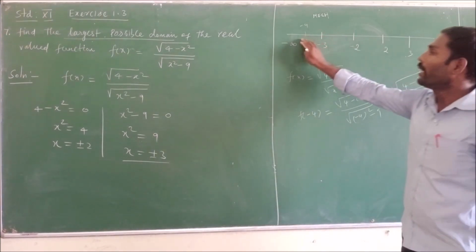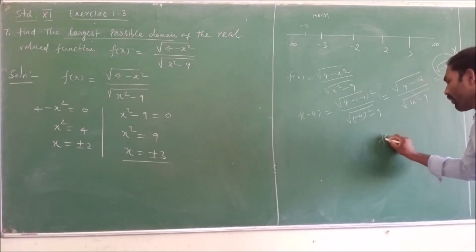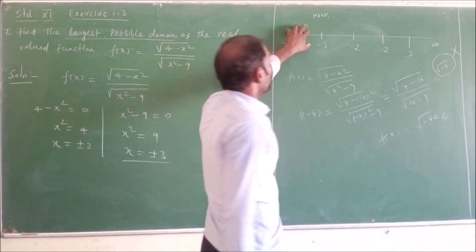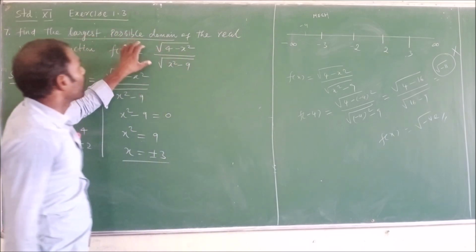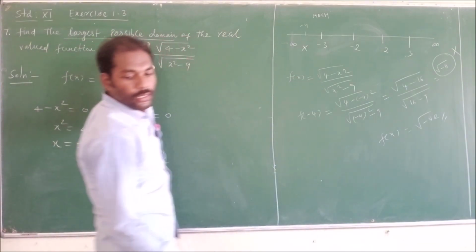For any value applied in this interval, f of x is the root of a negative number. So this interval cannot take any value in f of x. This interval is not possible.